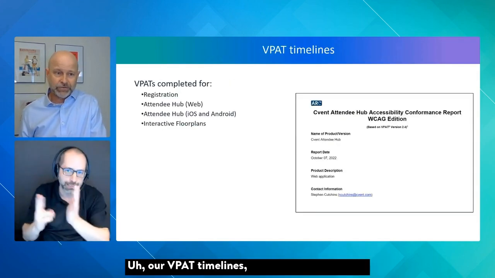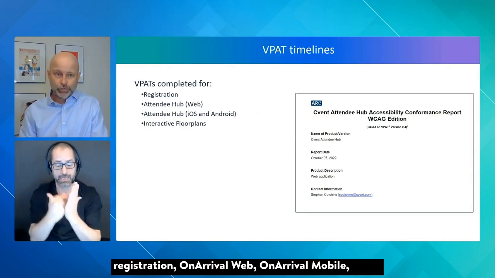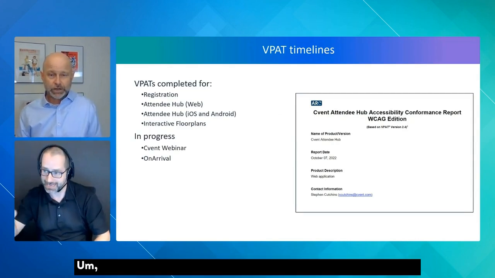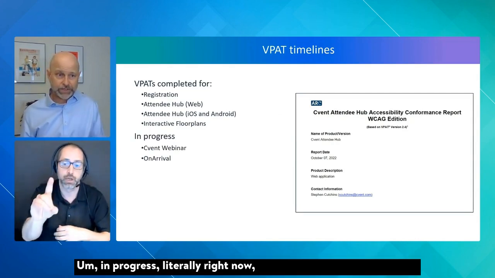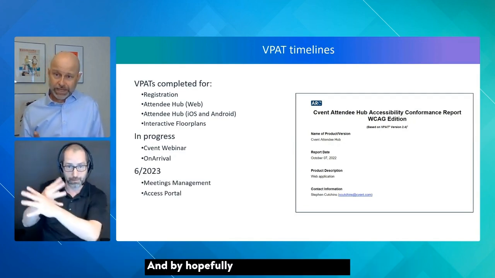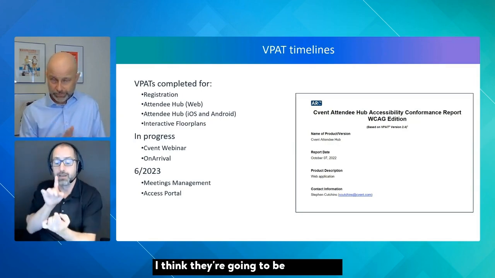Our VPAT timelines: so far we have them for registration, Attendee Hub Web, Attendee Hub Mobile, which is iOS and Android, and then interactive floor plans. In progress, literally right now, are Cvent Webinar and OnArrival. And hopefully by end of June, we'll have Meetings Management and Access Portal. I think they're going to be combined.